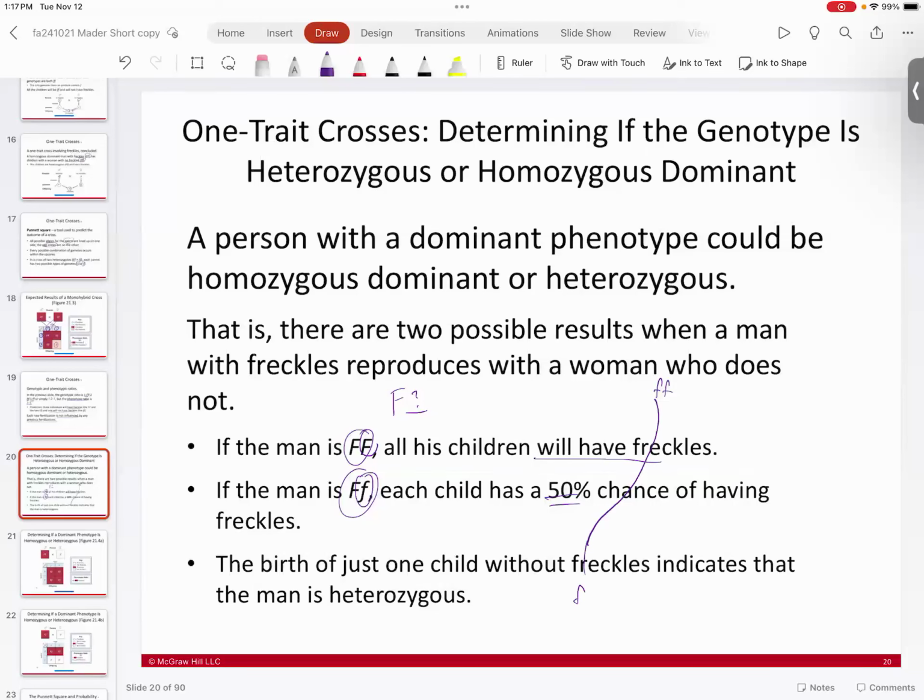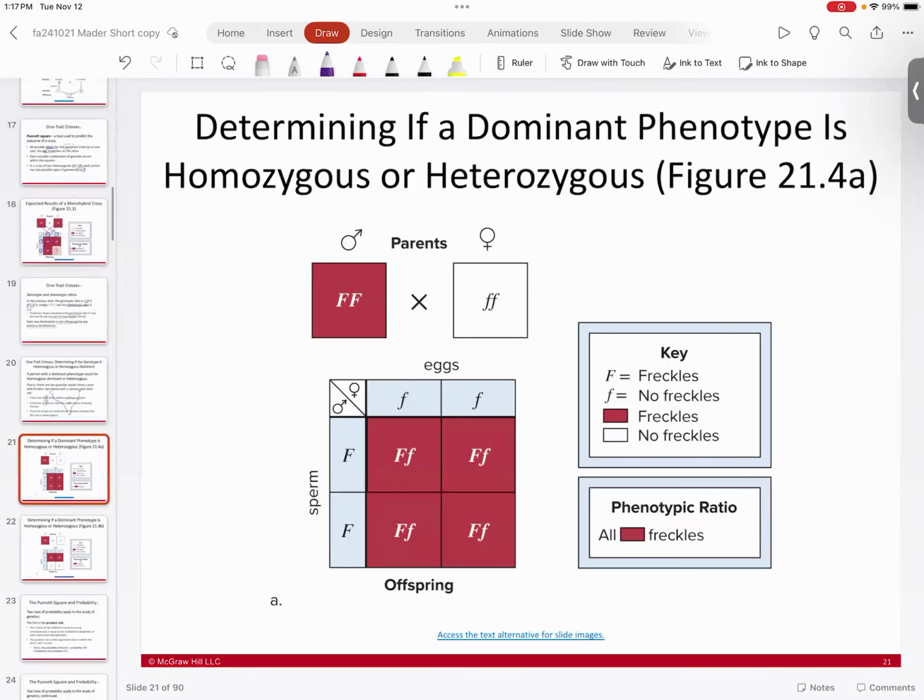That's all she can give. So one of those little f's came from mom. Where did the other one come from? It had to have come from dad. So that means dad has to have a little f in there, which means dad has to be heterozygous. That's kind of what it looks like.